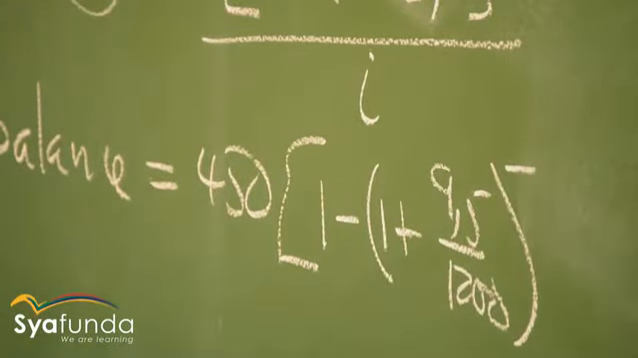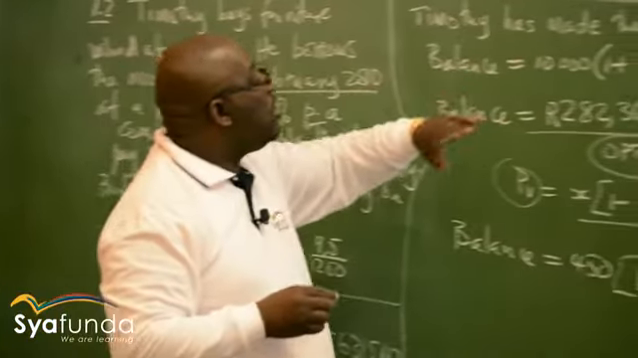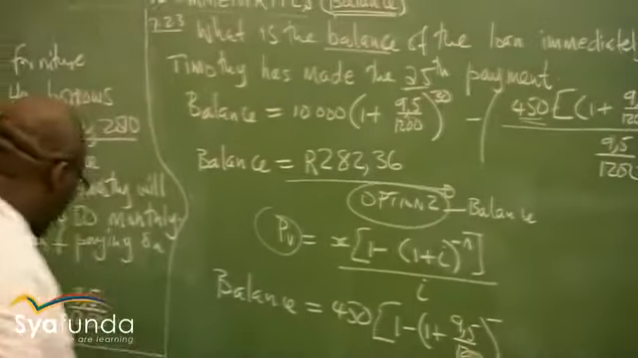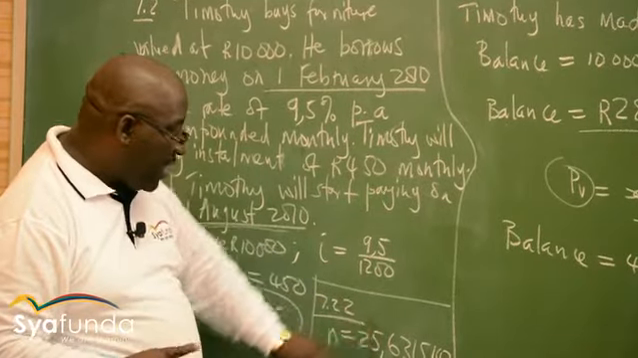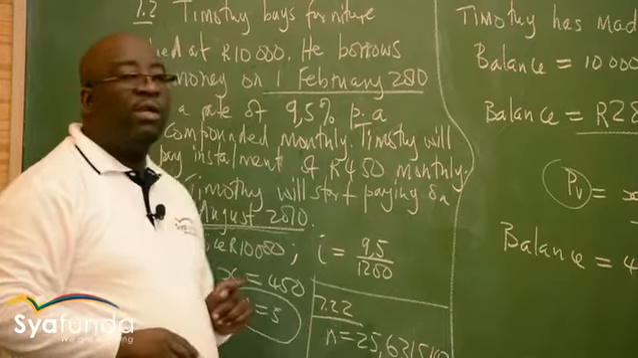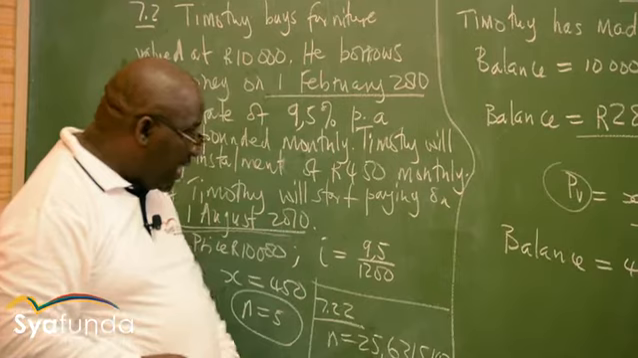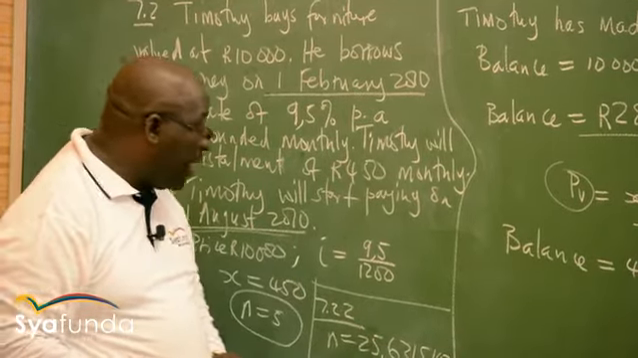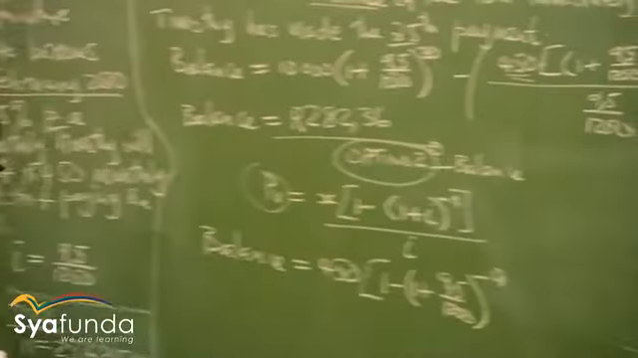Right. The question is, what is the balance of the loan immediately after Timothy has paid the 25th installment? He has paid 25 installments. Then the balance will be 0.6. Make sure that you take the whole value. You don't round off. You only round off at the end. So in this case, he has paid 25 installments. How many installments is he owing? He owes 0.6. You take all these values.